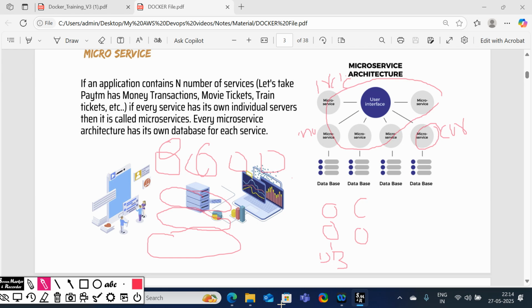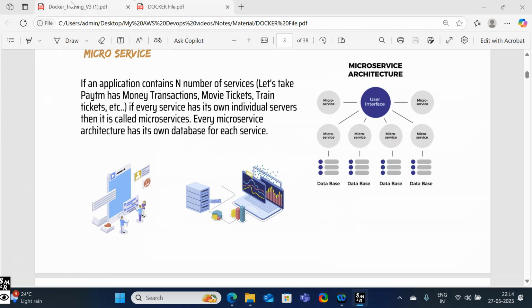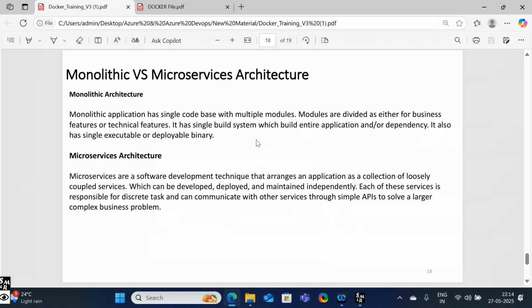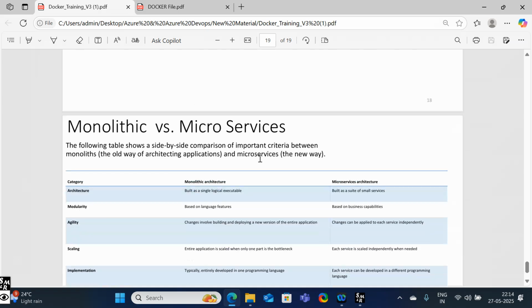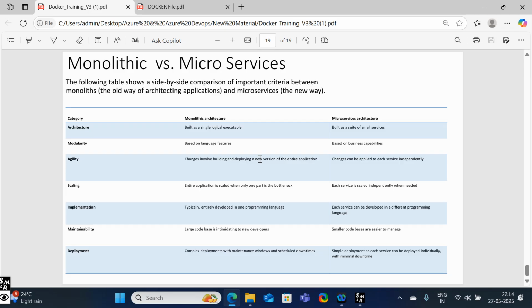This is the basic difference between microservices and monolithic. Okay guys, here I have mentioned some comparison scenarios. So this is all about Docker and Docker components and the difference between monolithic and microservices.